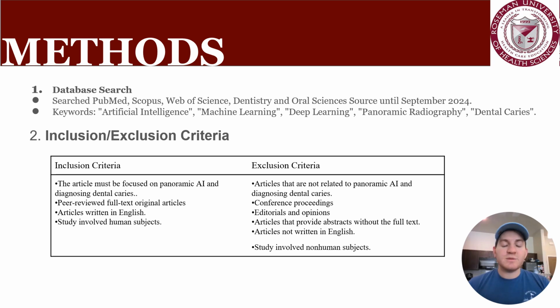After this, once we did our database search, we made our inclusion and exclusion criteria. For the inclusion criteria, the article must be focused on panoramic AI in diagnosing dental caries. They must be peer-reviewed full-text original articles, written in English, and the study must involve human subjects. For exclusion criteria, we excluded articles that are not related to panoramic AI and diagnosing dental caries, conference proceedings, editorials and opinions, articles that provide only abstracts, and articles not written in English.